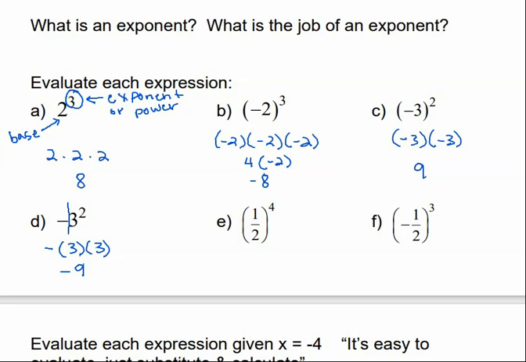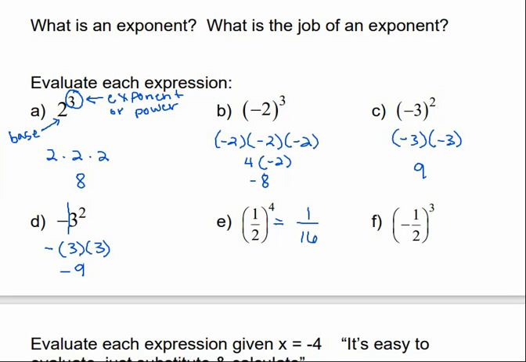For E, we have 1/2 to the 4th power. All right, so since the whole fraction is in parentheses, that means everything inside the parentheses, or both parts of the fraction, gets raised to the 4th power. So that means the 1 gets raised to the 4th power, but 1 times 1 times 1 times 1 is still 1. And then the 2 gets raised to the 4th power. All right, so 2 times 2 is 4, times 2 is 8, times 2 is 16.